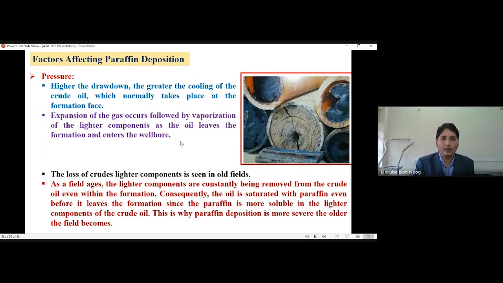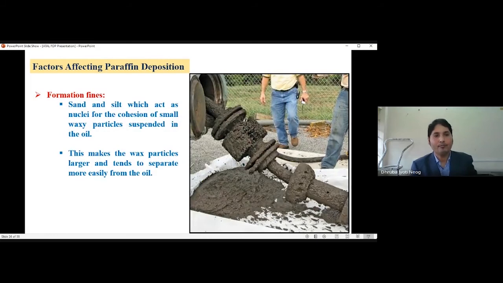So expansion of gas occurs, followed by evaporation of the lighter components as the oil leaves the formation and enters the wellbore. The paraffin deposition issue becomes more significant in older oil fields, because paraffins are mostly in solution with the lighter components, but the lighter components escape from the oil whenever pressure depletion takes place, and therefore the paraffin is left in the crude oil. In older oil fields, the deposition becomes severe because of this single reason.